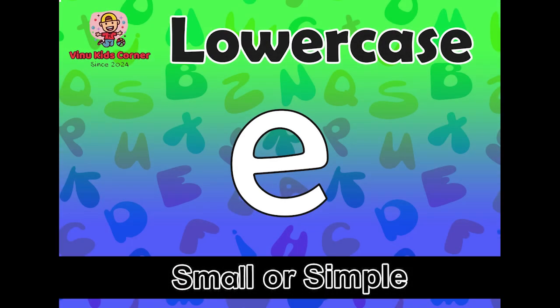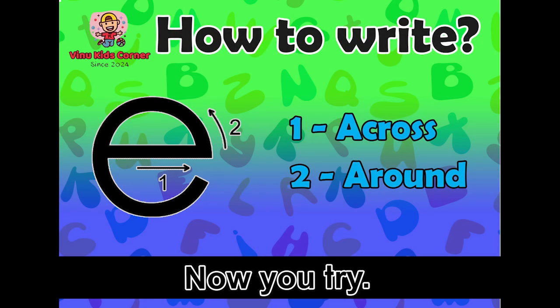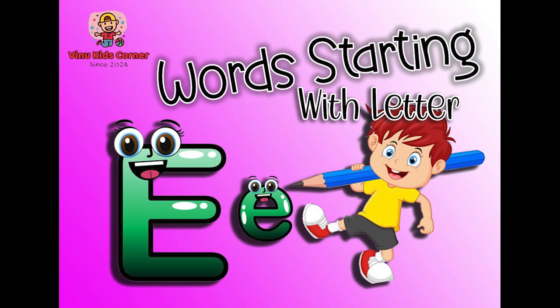Here is a letter E in lowercase. It is also known as a small or simple letter. Now we are going to write lowercase e. Start below the middle and make a line across. Next, go up and around to the bottom. Now you try. Shall we learn words starting with letter E?